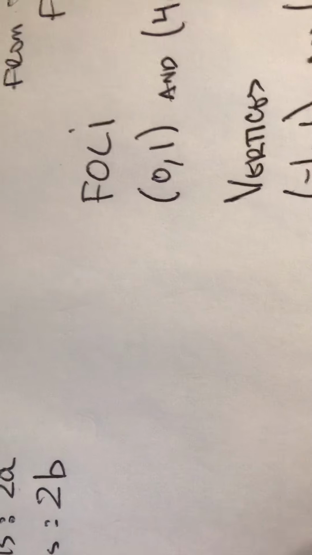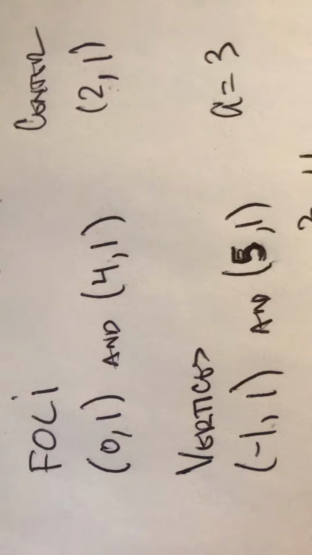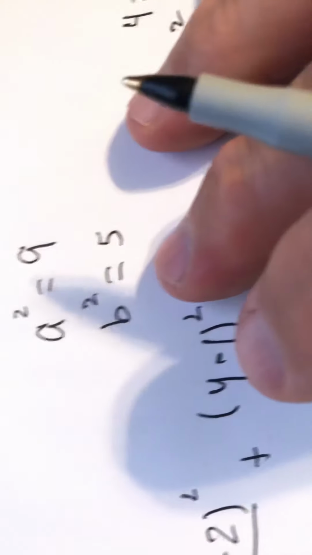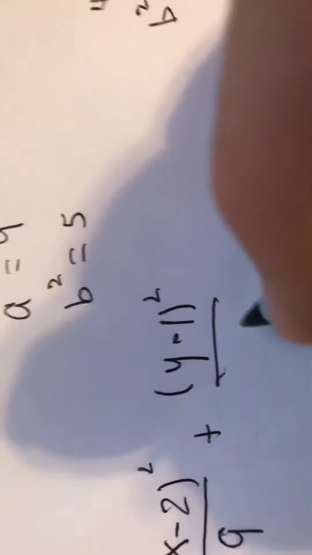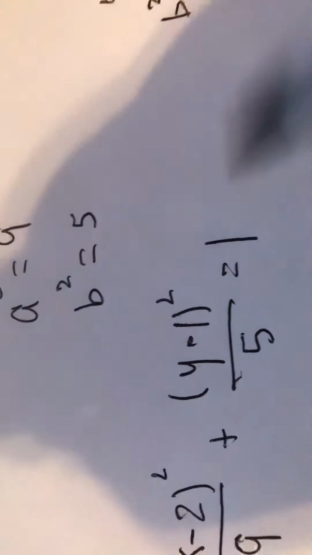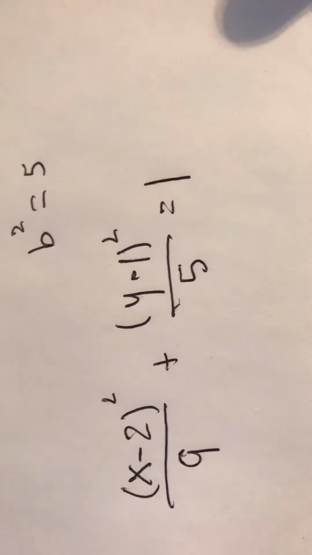So now I write my equation. x minus h, where h is the x coordinate of the center, 2, squared over a squared, 9, plus y minus k, where k is the y coordinate of my center, 1, squared over b squared, which is 5, equals 1. That's how I write the equation in standard form, given that information.